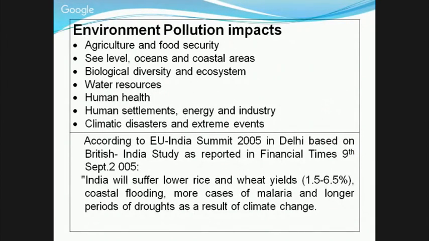Then we are suffering climate disasters and extreme events. We have recently seen in India the Uttarakhand flood, floods in Srinagar, and recently in Chennai very damaging floods occurred. Those things are because of our development activities, which are harmful to the environment. There was a study which said that India will suffer lower rice and wheat yields, coastal flooding, and more cases of malaria and longer periods of droughts as a result of climate change.